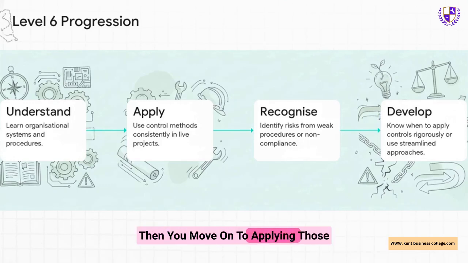Then you move on to applying those control methods on live projects until it becomes second nature. The next level up is when you can spot the risks of not following the rules. And that final step where you really show your level 6 competence is developing judgment, knowing exactly how to apply these rules proportionately so they fit the size and complexity of your project.